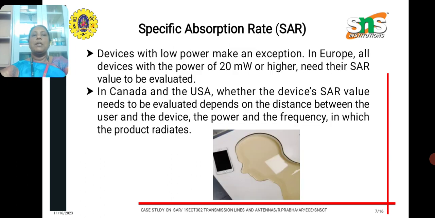So regarding the specific absorption rate, the devices with low power make an exception. In Europe, all the devices with a power of 20 milliwatts or higher need their SAR value to be evaluated. In Canada and the USA, whether the device's SAR value needs to be evaluated depends on the distance between the user and the device, the power, and the frequency at which the product radiates.